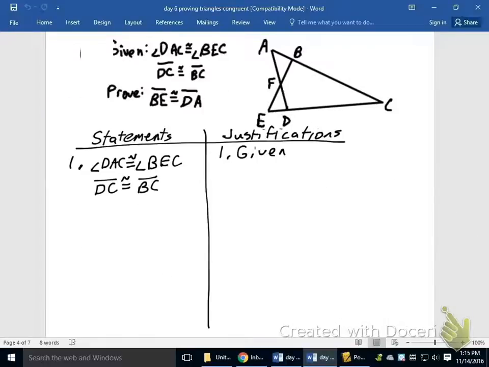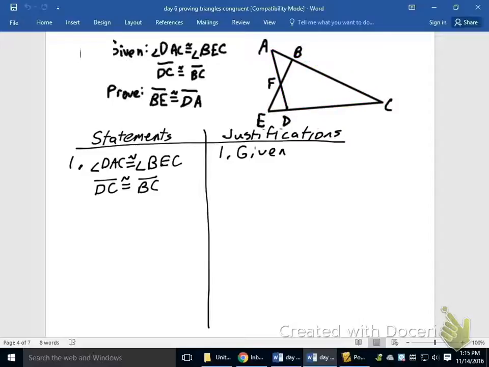Alright, now this is the first one that I've shown you where it's been overlapping figures. Really, there are two triangles that we're going to focus on. One of them is going to be DAC, that I just drew in purple. The other one's going to be BEC. And so they're kind of overlapping each other here. It's kind of a strange little quirk to this problem.